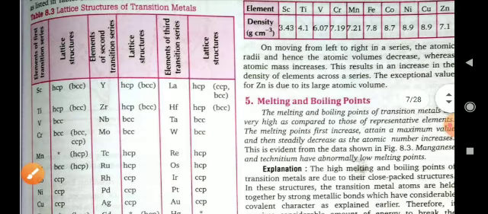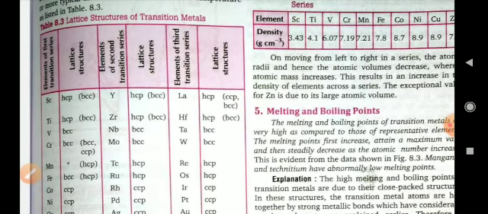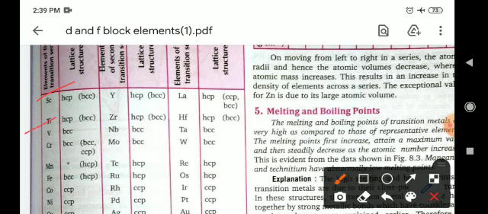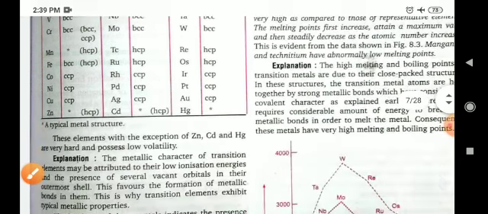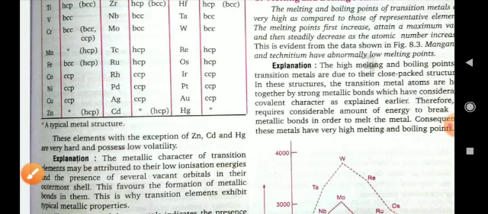So you can see here the metallic character. Scandium contains lattice structures of HCP and BCC, titanium HCP and BCC, vanadium only body centered cubic, hexagonal close packing and body centered cubic, like that. So in this form they exist. Metals exist in these crystal lattice forms.